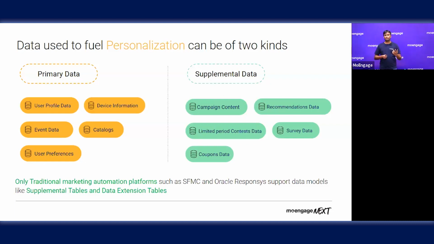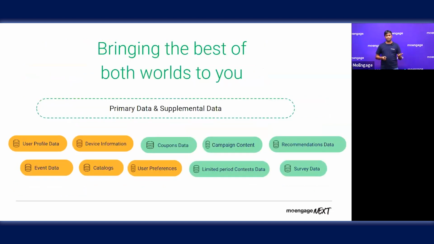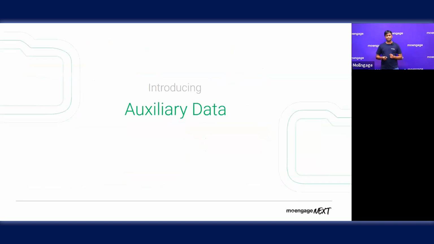We have also seen that these supplemental data use cases are supported by some of the traditional platforms like Salesforce Marketing Cloud and Oracle Responsys, even though they do a bad job at some of the new age data models like events and so on. So what if we can bring the best of both worlds to you? And so we are today bringing the concept of auxiliary data, which enables brands to bring campaign level context or campaign level metadata into the MoEngage platform, without impacting your main user profile table.